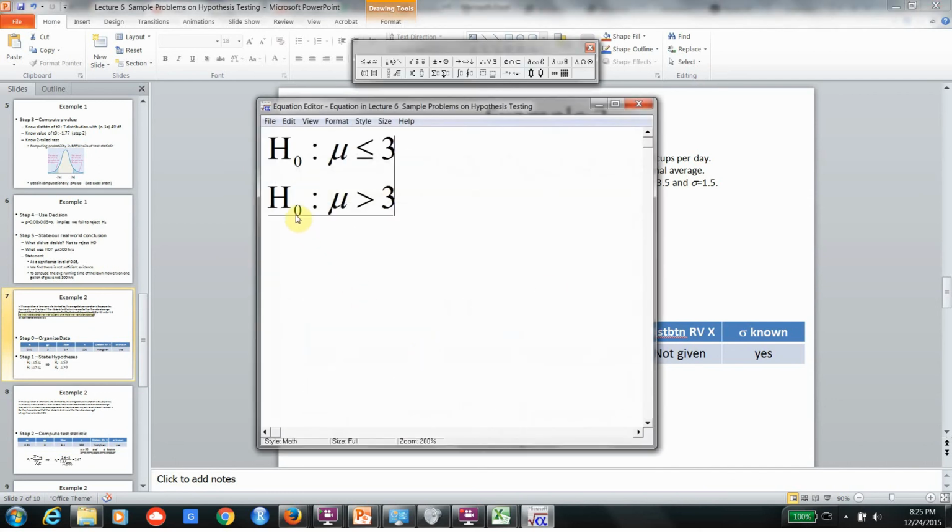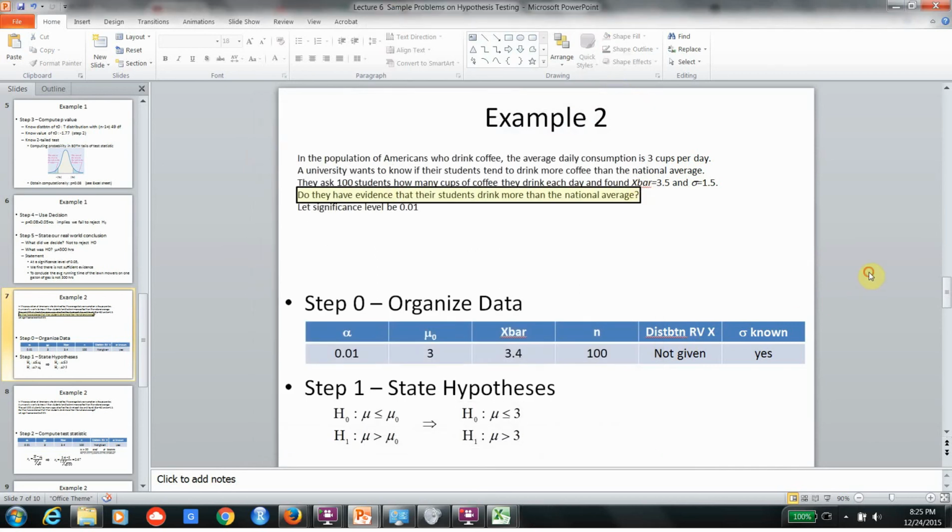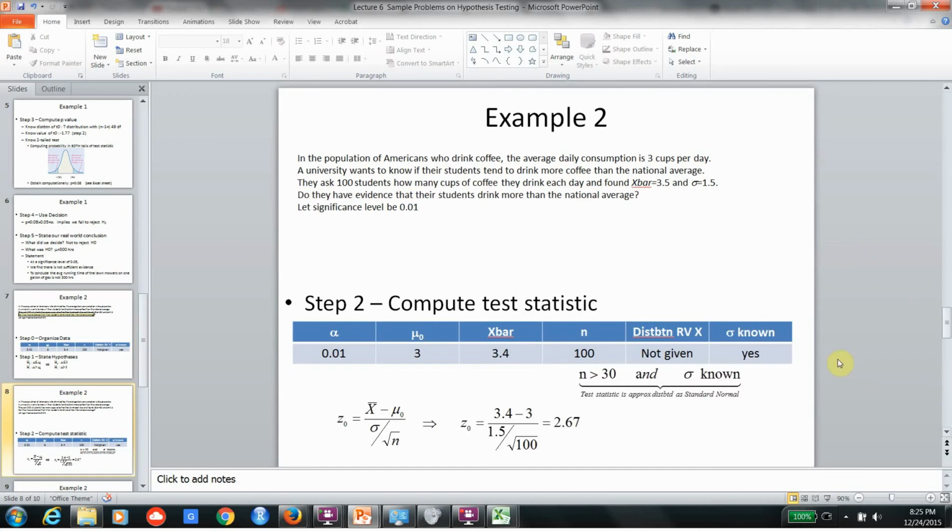Notice that this time we were able to figure out the alternative. Sometimes the alternative is easier to figure out because the alternative is what you're trying to prove. It's like when you're in a court, right? What you're trying to prove is the alternative. Okay, so now let's go ahead and compute our test statistic.